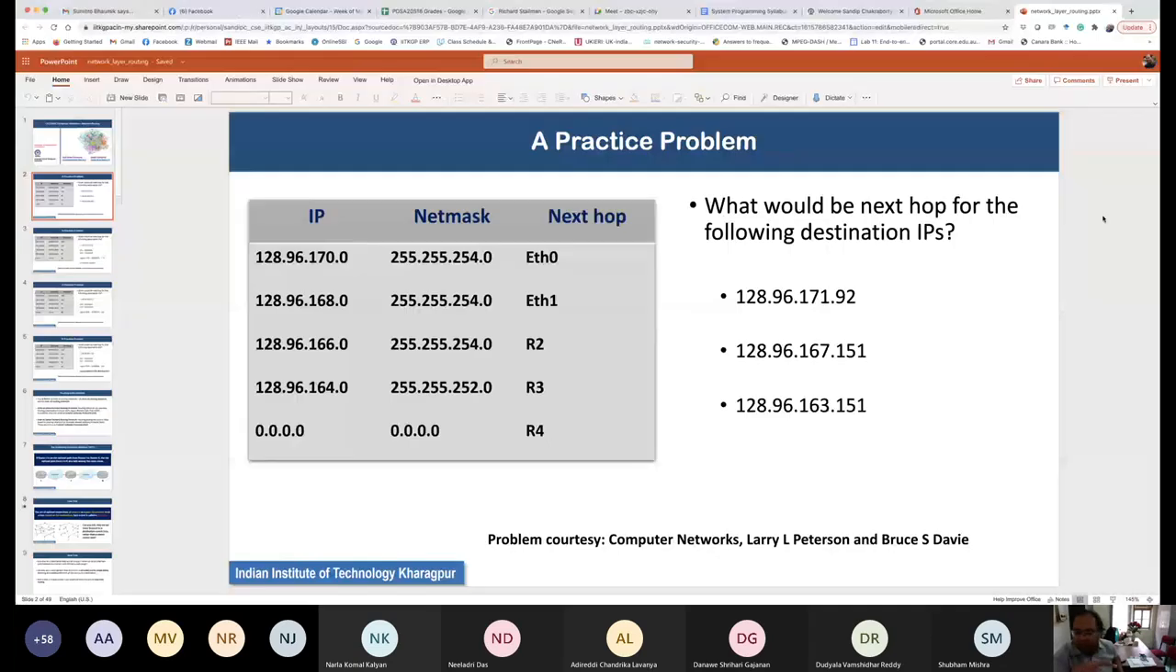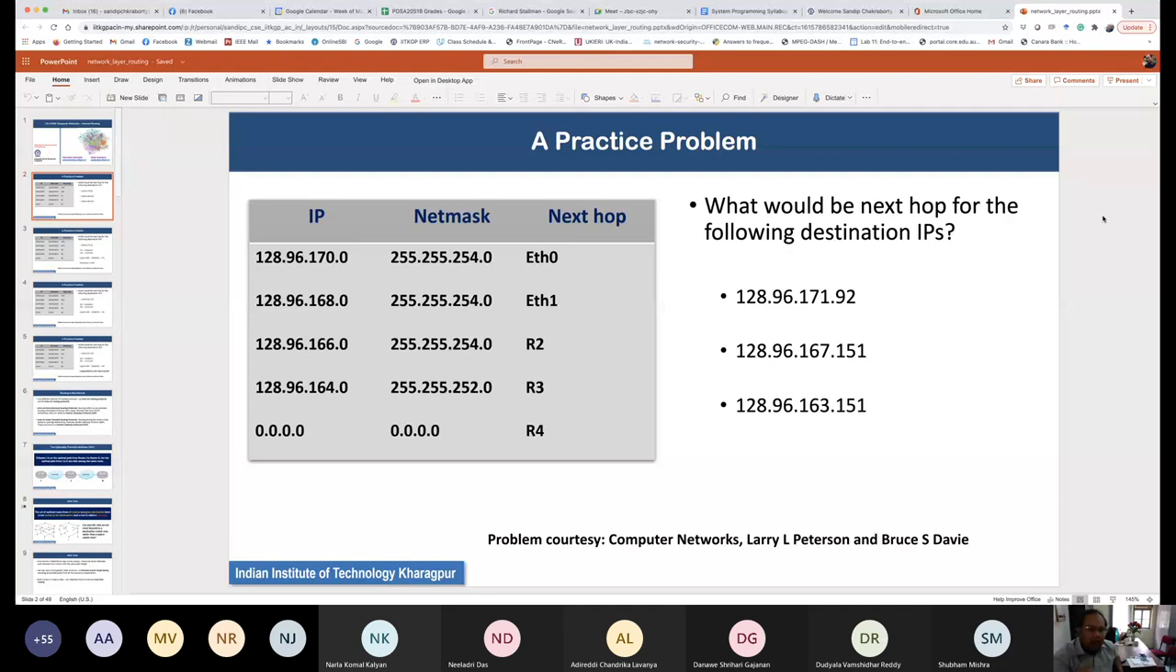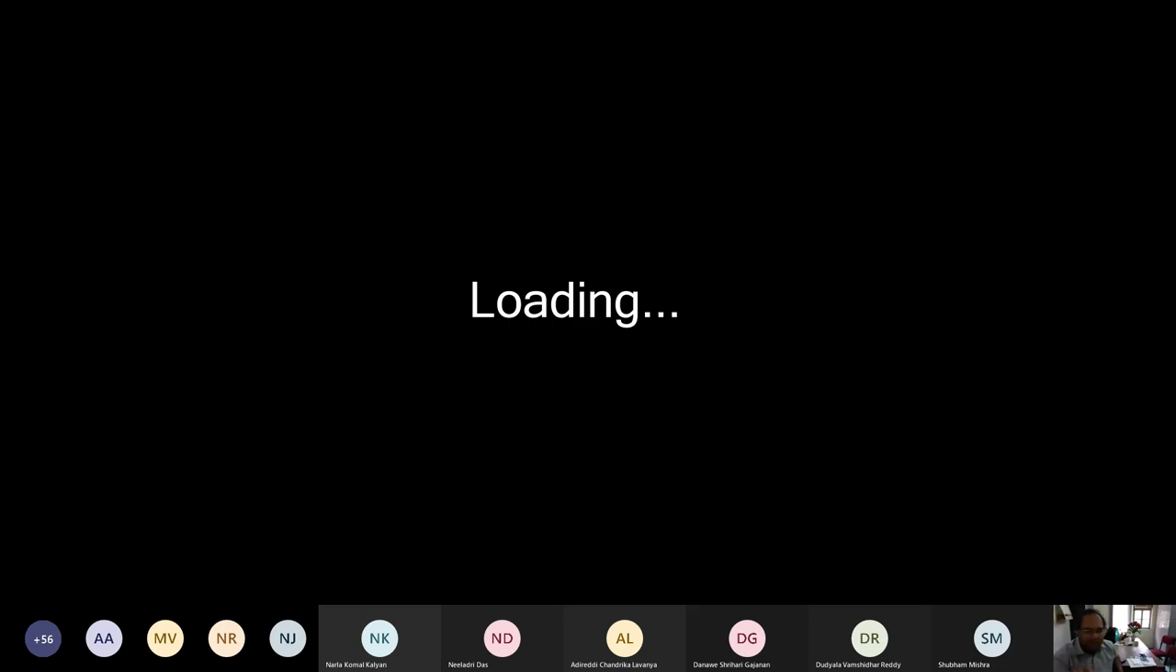This is a part of the routing table that is being shown. In the routing table, we have three important columns. I have not put up the column corresponding to the gateway here, just the next hop. So the IP is given, and that IP corresponds to the network IP. Then we have the net mask, and finally the corresponding next hop interface.